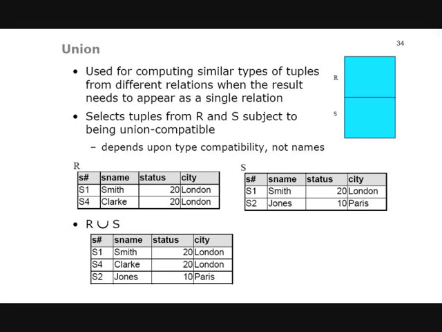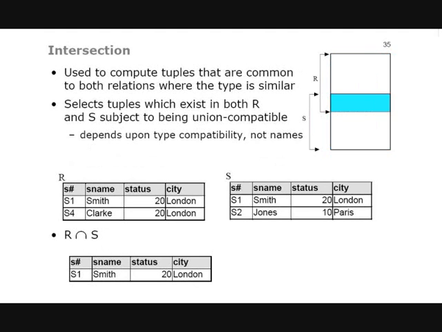Equally, the intersection is very similar. Like we did in the Venn diagrams, the intersection of R and S is going to be the tuples that appear both in R and in S. It's the middle bit, those that are both in one set and in the other. So if I do R intersection S, then I am going to have S1 Smith 20 London, which is the only one common to both. That will be the intersection. In order to do the intersection, they have to be union compatible, i.e., both relations have to have the same attributes from the same domain.